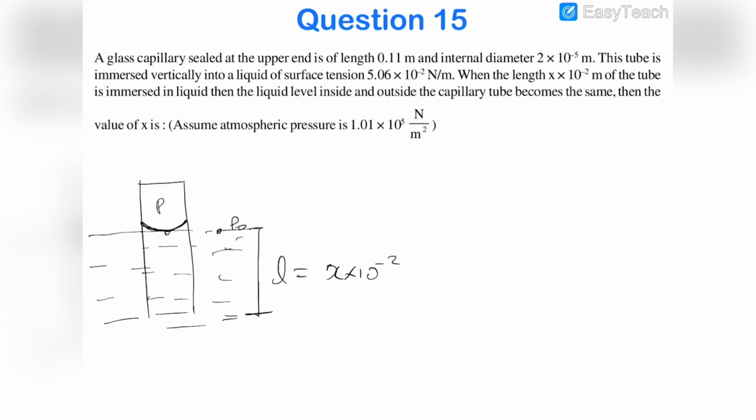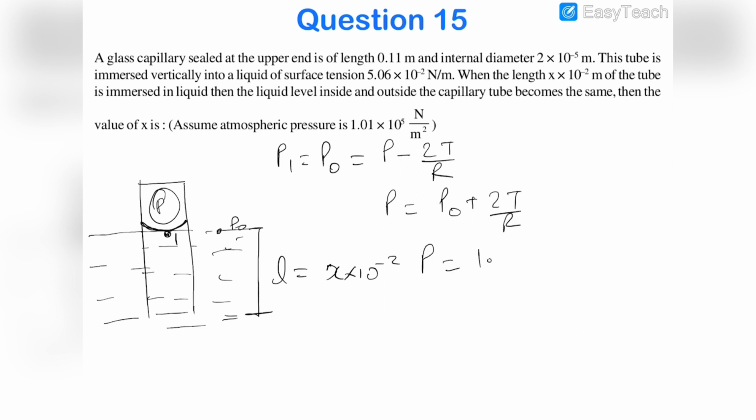So we can easily understand the situation. Let us suppose that this air has a pressure of P, and this point 1, which is just below this meniscus, will have the pressure equal to P naught because they are on the same level. So we can say that pressure at 1 will be equal to P naught, and pressure at 1 will be equal to P minus 2T by R. So we can say that P will be equal to P naught plus 2T by R.